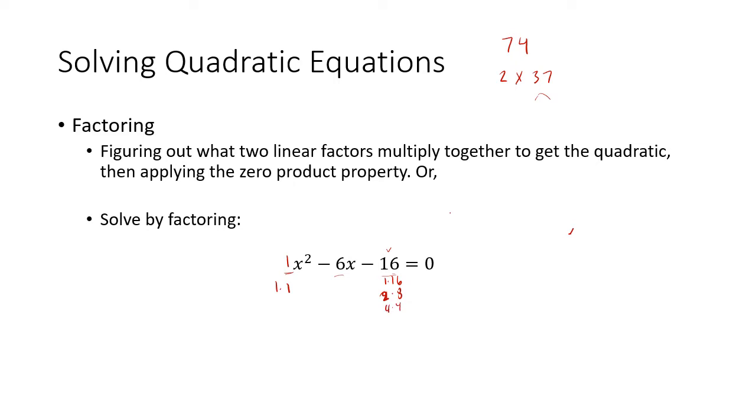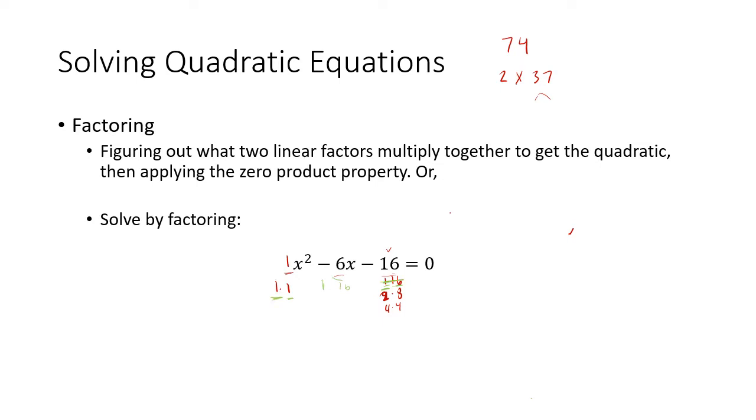Then we can look at combinations of products. What we need to do is find some combination where we have one of these terms times one of these terms, plus or minus one of these terms times one of these terms, and we see if we get this middle term. Let's look at that. If I tried the 1 and the 1, that would be 1. The 1 and the 16, that'd be 16. I can't add or subtract 1 and 16 to get negative 6, so it's not going to be 1 and 16.